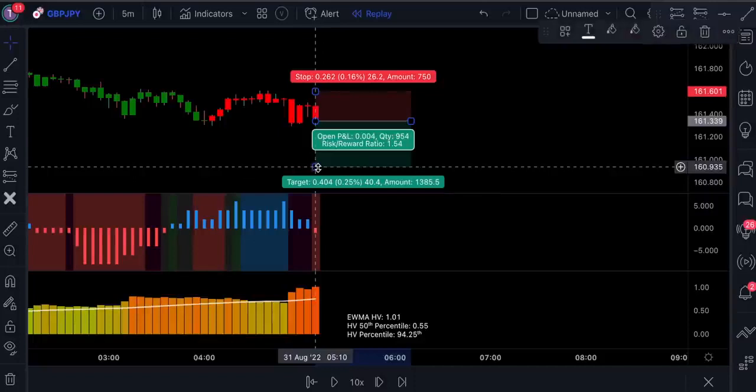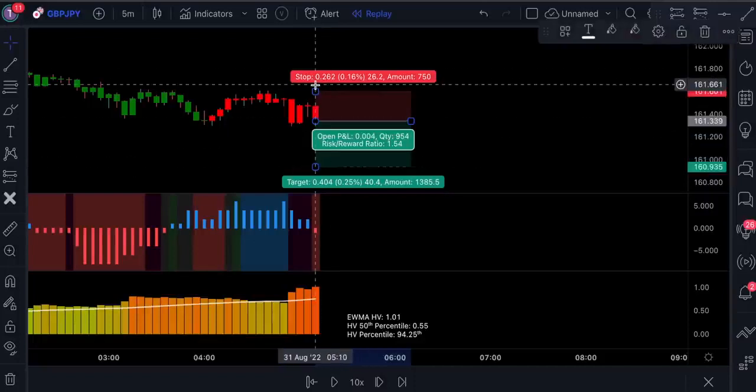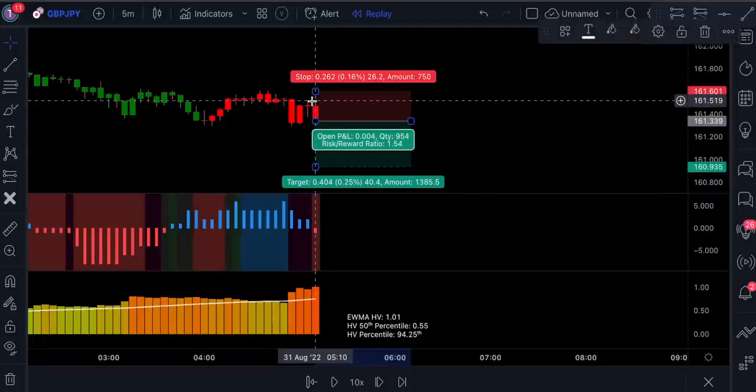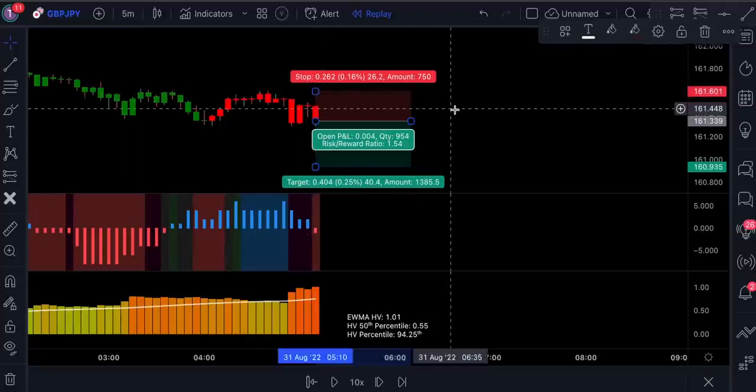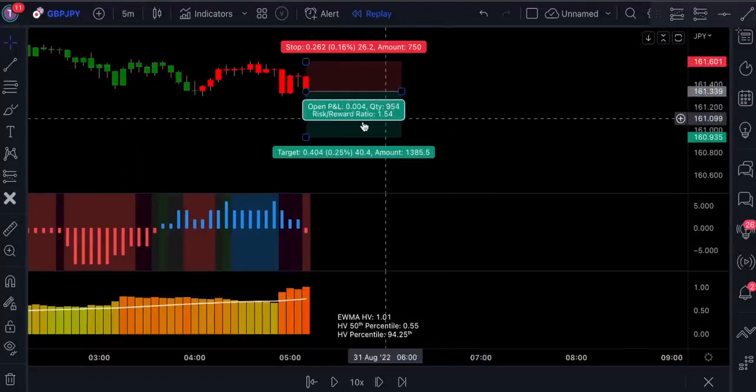Our stop loss can be set at the recent swing high or at the high of the previous candlestick if the distance between their entry price and the recent swing high is too great. In this case, we're going to place it at the recent swing high. And we're going to be targeting 1.5 times the risk.